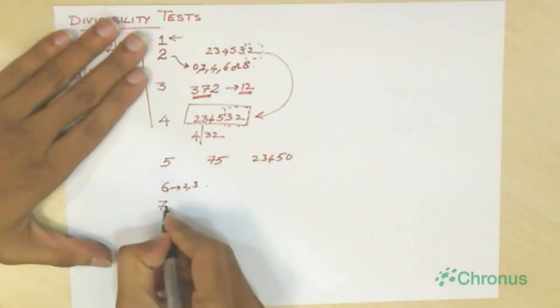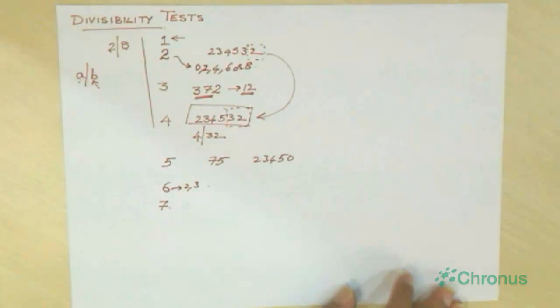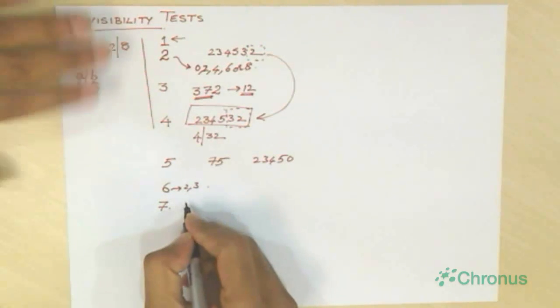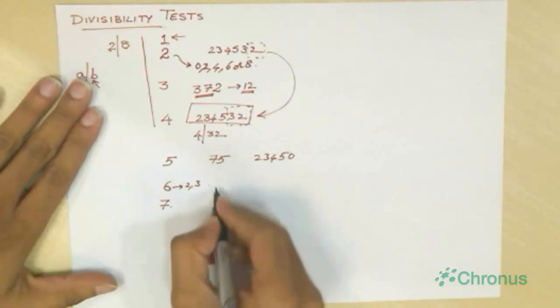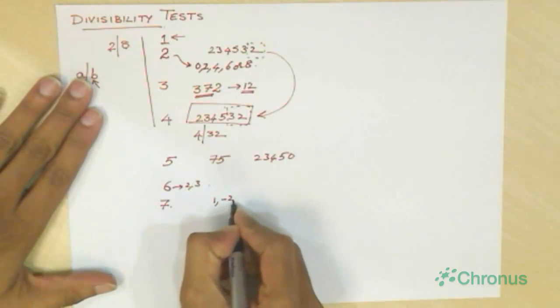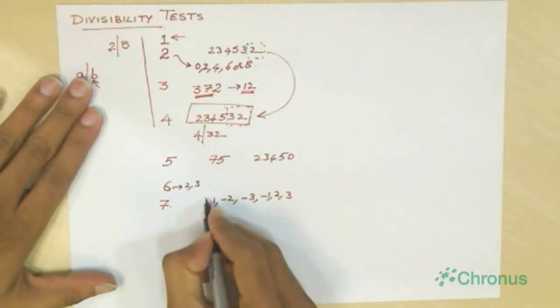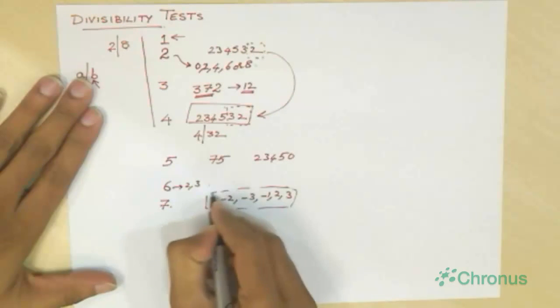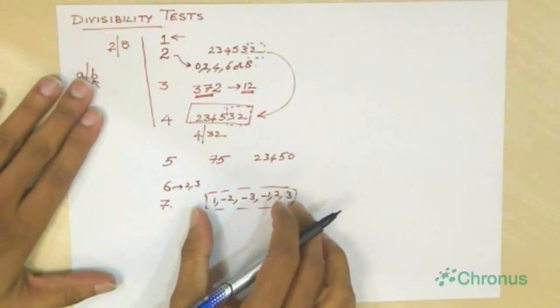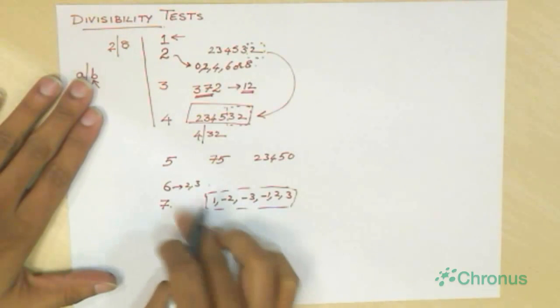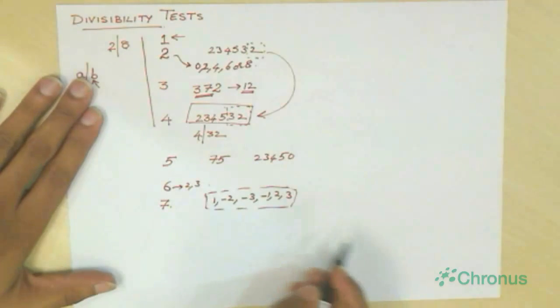Now the divisibility test for 7. We don't have a conventional divisibility test for 7. It's not a standard one, but people came up with an unconventional way of checking. So just remember, when you need to check if a number is divisible by 7, remember the series 1, minus 2, minus 3, minus 1, 2, 3. This is a sequence which you have to remember to check if a number is divisible by 7.